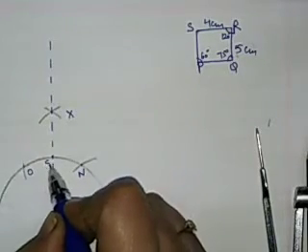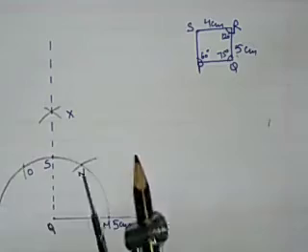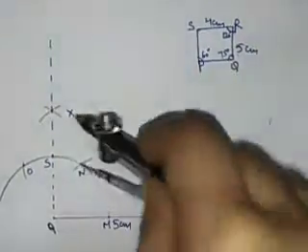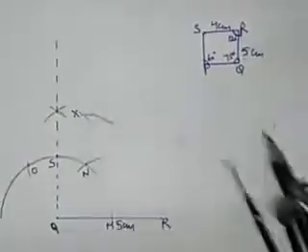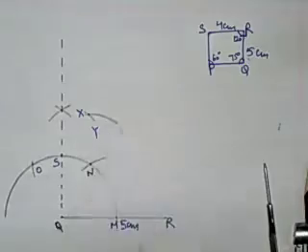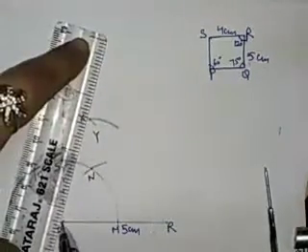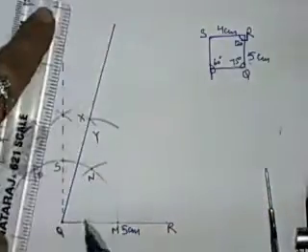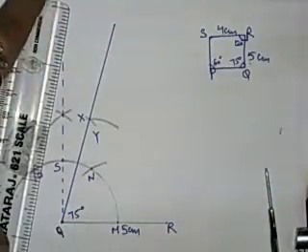Again I got one more point which is S. By using the points S and N, I'll draw two arcs and let them intersect at a point and name this point Y and join it with the help of scale with Q. This is 75 degrees which is required.